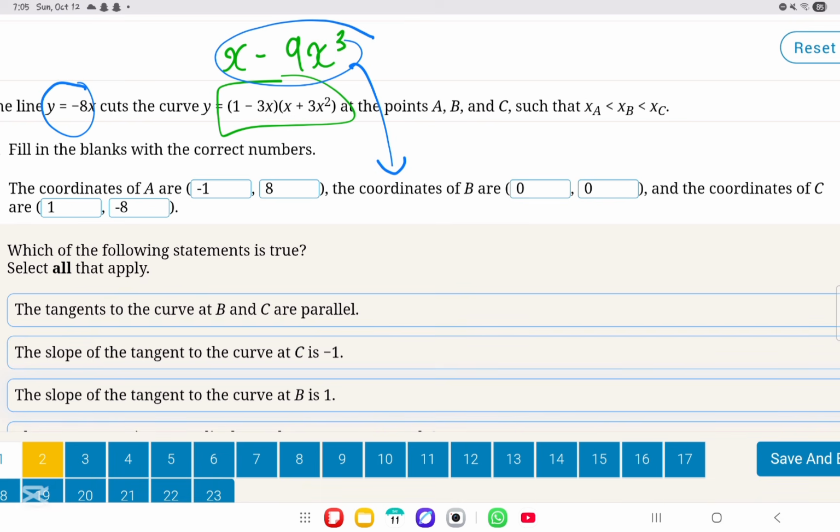Now, what's the relation to the slope and this equation? We will need to take the derivative. When we take the derivative, we will be able to substitute our x's and we will be able to find the slope. So we have our points in front of us. Let's take the derivative of this. It's going to be 1 minus 27x squared.